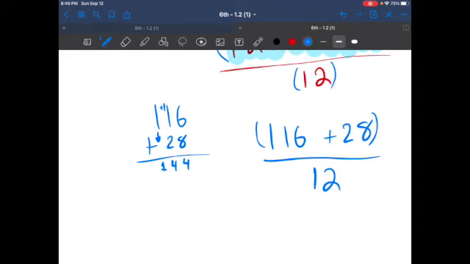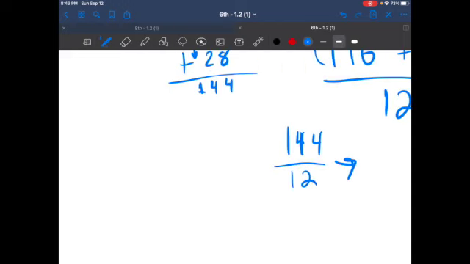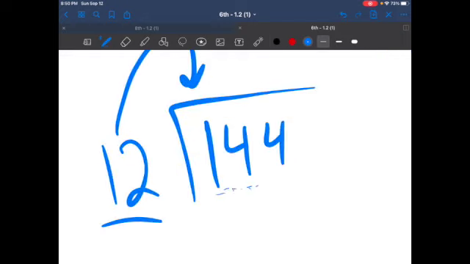So now I have 144 divided by 12. Well, if you can do mental math, you'll already know the answer. I'm not going to blurt it out. I'm just going to do it the long division way. So we have 144 divided by 12. And let's see. Does 12 go into 1? Nope. Does 12 go into 14? Yes, it does. How many times can you fit 12 into 14?